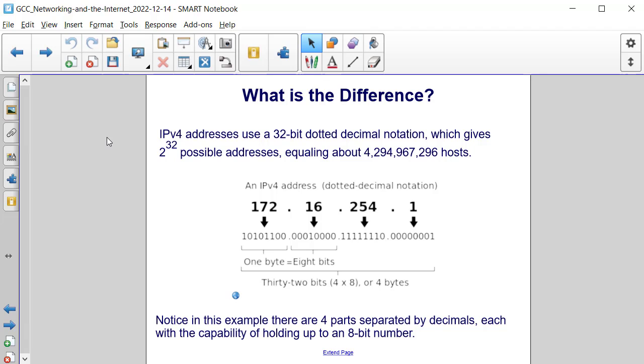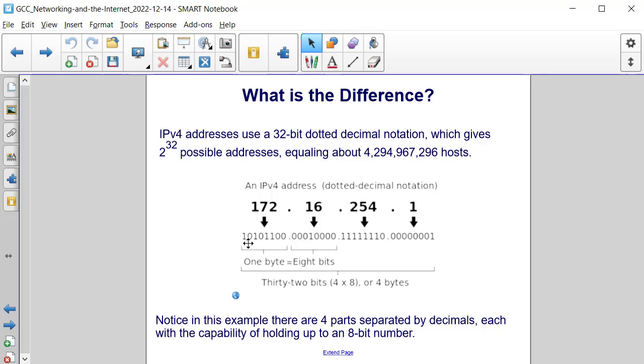Now, what's the difference between IP version 4 and IP version 6? Well, the IPv4 addresses use a 32-bit dotted decimal notation, which gives 2 to the 32nd possible addresses, equaling 4,294,967,296 hosts, which is approximately equal to 4.3 billion, as we had talked about on a previous slide. And here is a sample IP version 4 address, and it's also given in dotted decimal notation.